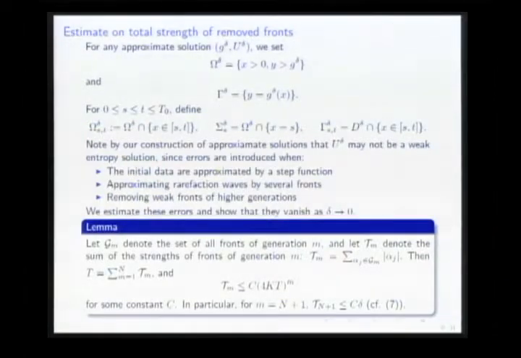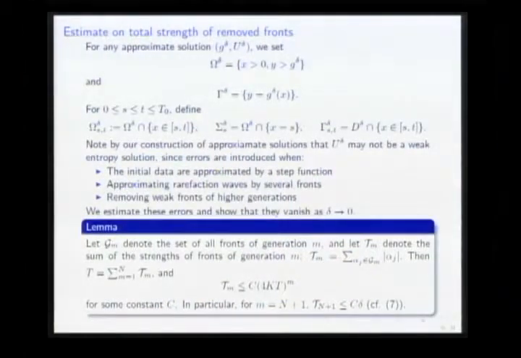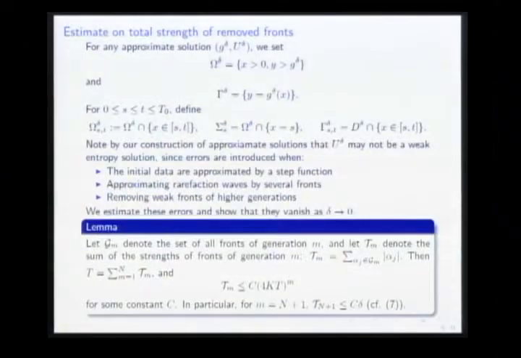Furthermore, we have to check the following issues, because once we introduce these approximations, for example, when we approximate the initial data by a step function, or approximate rarefaction waves by fronts, or remove fronts of higher generation, we are introducing errors. So we have to check how far our approximate solutions are from the actual weak solutions, and we have to do it over these approximate domains. The reason I say approximate domains is because we don't know where the actual free boundary is. So we check that, and we do show that these errors vanish as delta goes to 0.